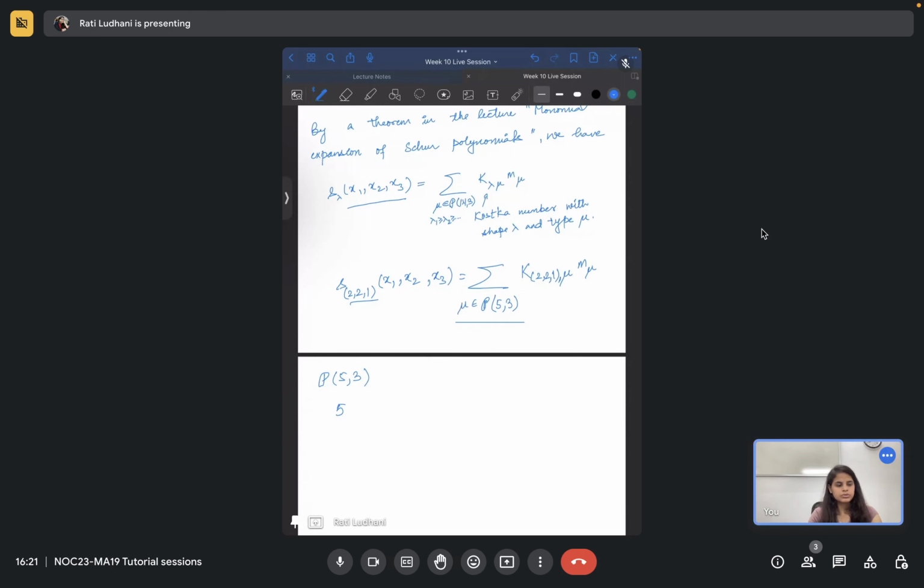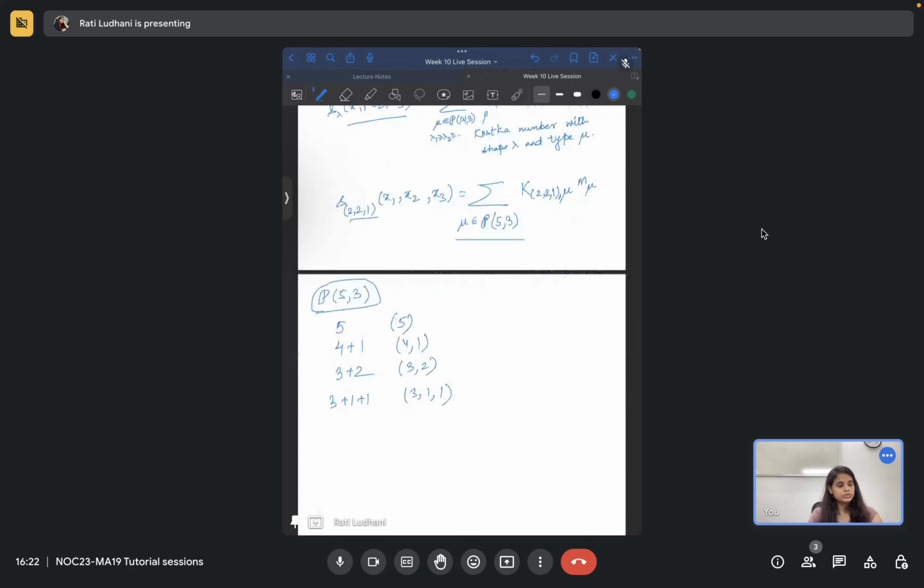Right now I am just considering what are the partitions of 5 with 3 blocks. 3 blocks means, for example, you can have the partition 5, you can have 4 plus 1, 3 plus 2, 3 plus 1 plus 1, this is 3 1 1. You can keep zeros later on if you want. For example, 5 0 0, if you want to write it in this form. Now 2 plus 2 plus 1, so this is 2 2 1.